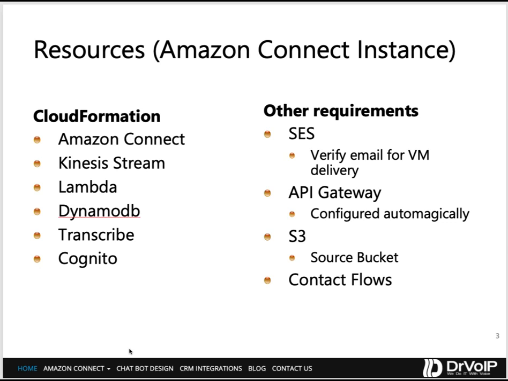Some other things that you're going to work with are SES. You're going to want your voicemails delivered optionally as an email. And to do that, AWS requires verification of the email address, and we do that in Simple Email Service. There's an API gateway that's configured. There are S3 buckets that are configured, one of which you will have to create.